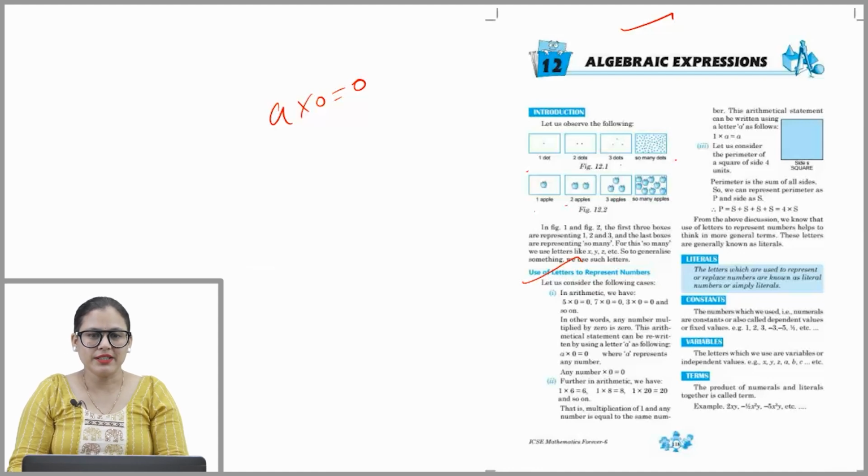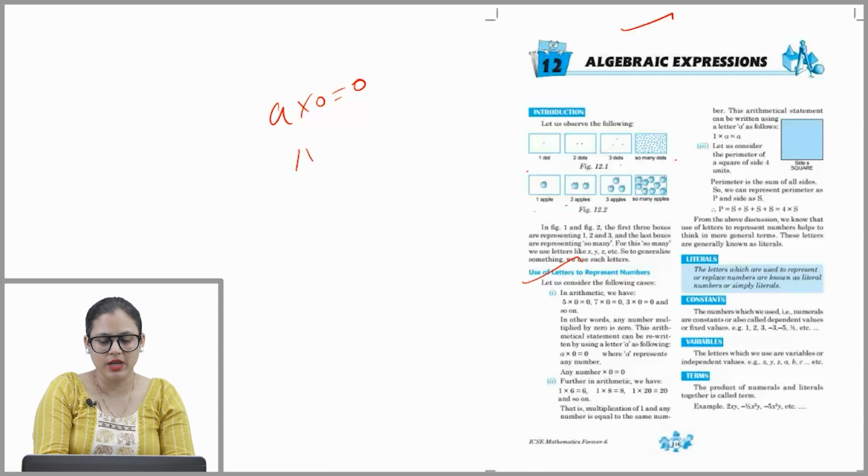2. Further in arithmetic, we have 1 into 6 is equal to 6, 1 into 8 is equal to 8, and 1 into 20 is equal to 20, and so on. That is, multiplication of 1 and any number is equal to the same number. This arithmetical statement can be written with a letter a as follows: 1 into a is equal to a.